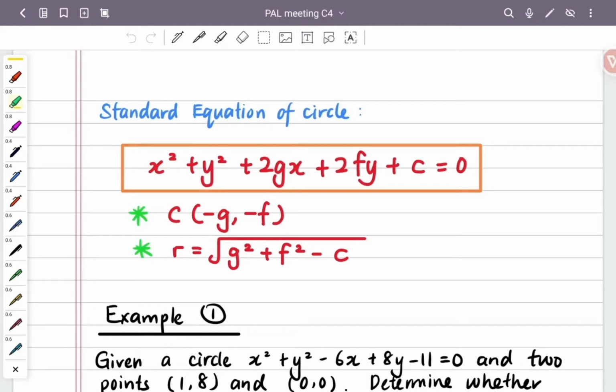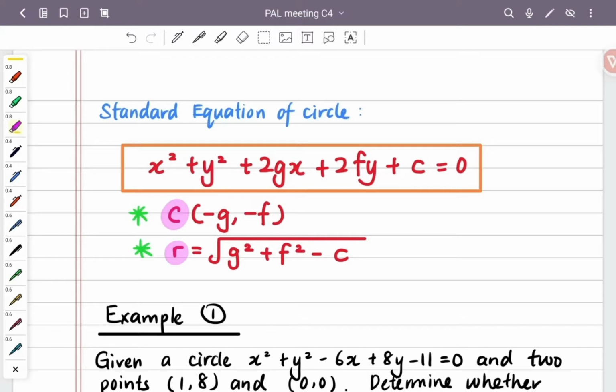Yeah, so for circle you will have the standard equation x squared plus y squared plus 2gx plus 2fy plus c equals to 0, and this standard equation is very important to help you to solve the equation. Alright, so the information that we can extract from the standard equation will be the center. Okay, we can extract the center and also the radius. So how do we get this?